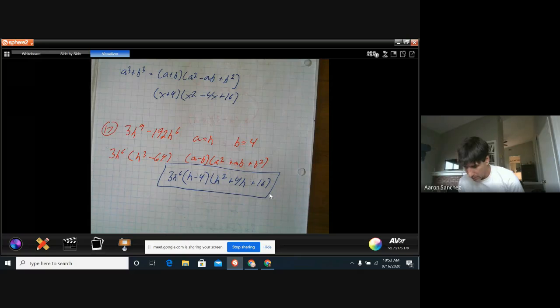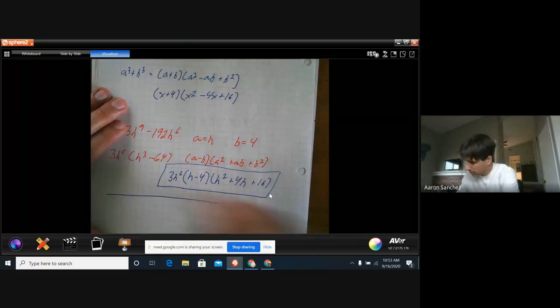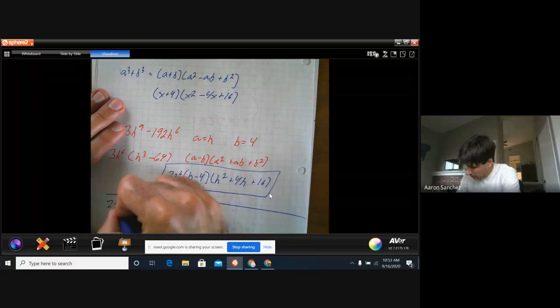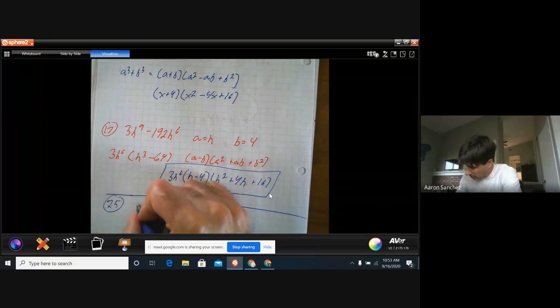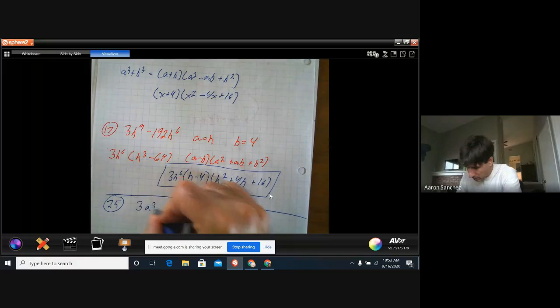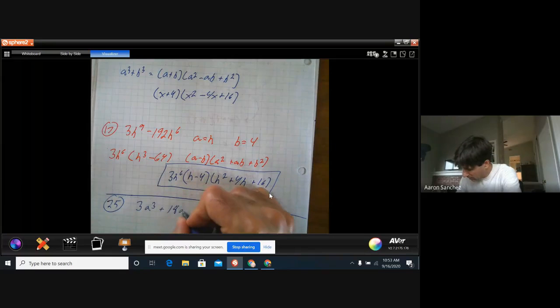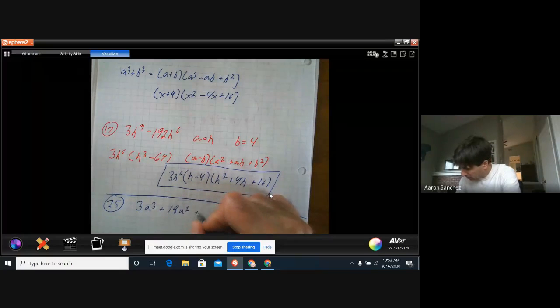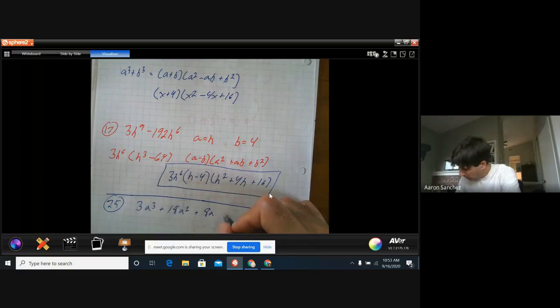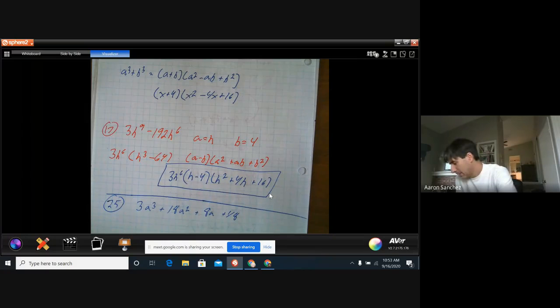Okay, let's look at 25. Factor the polynomial completely. Ooh, this one might be kind of weird. Can you guys see what I got here? 3a cubed plus 18a squared plus 8a plus 48. Okay.